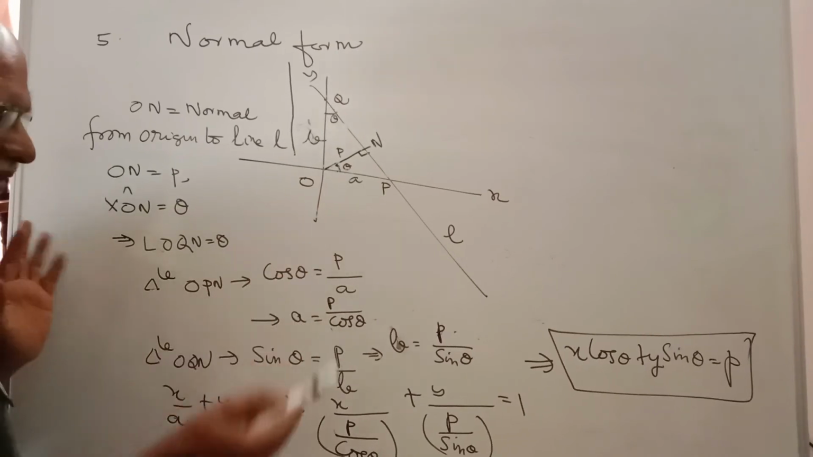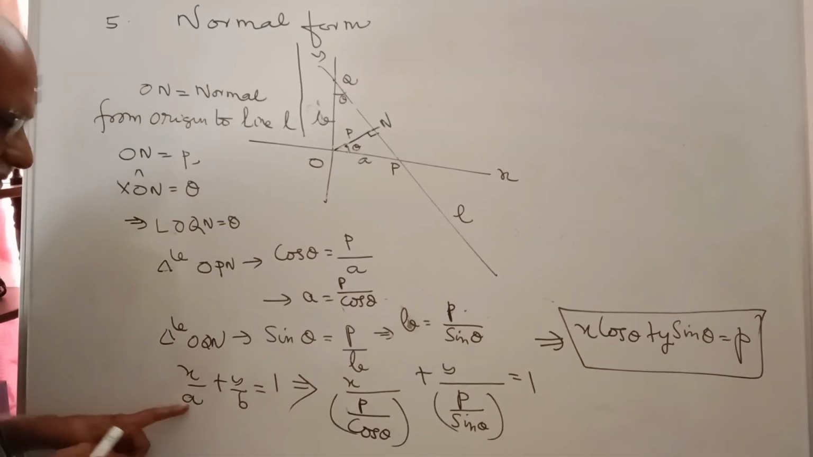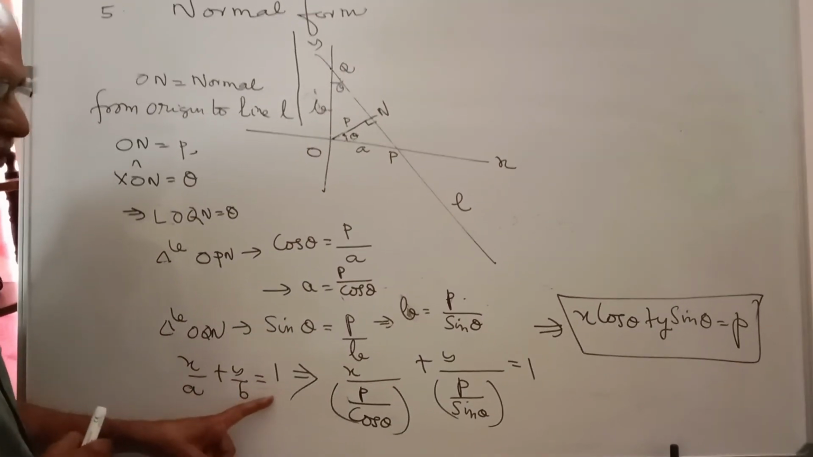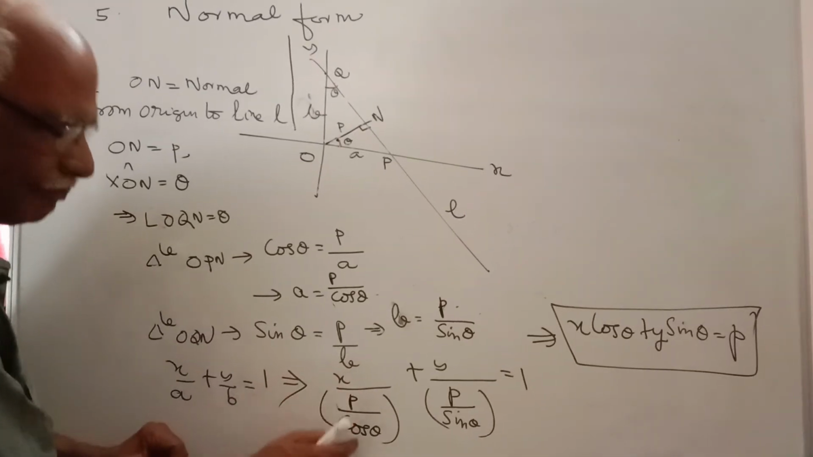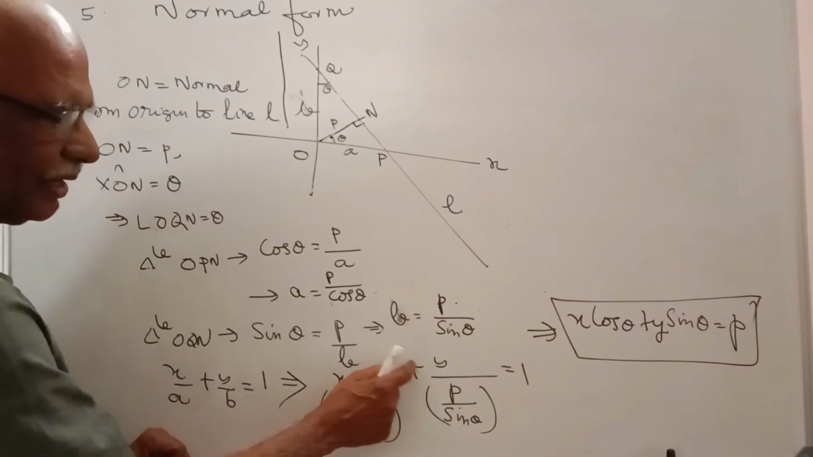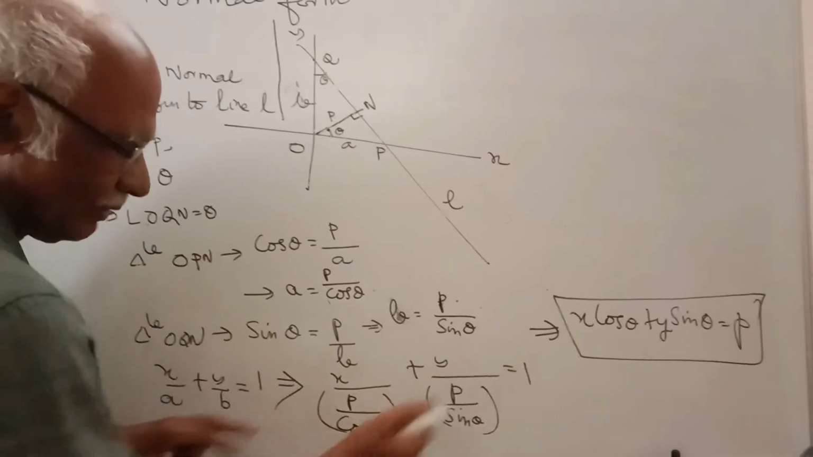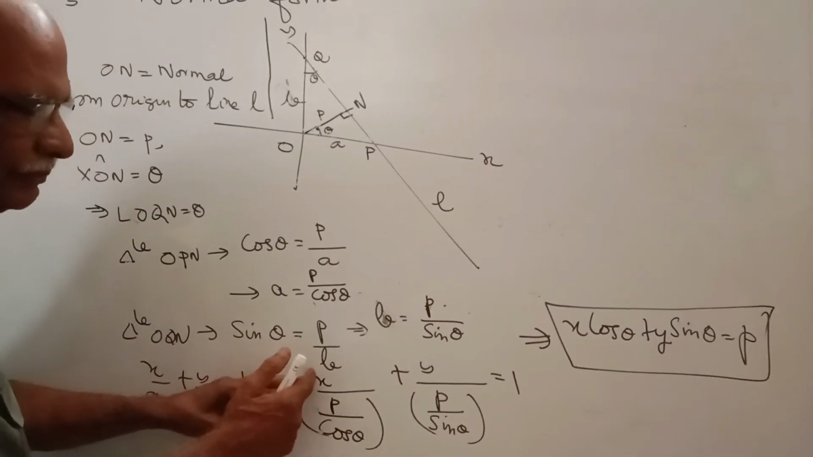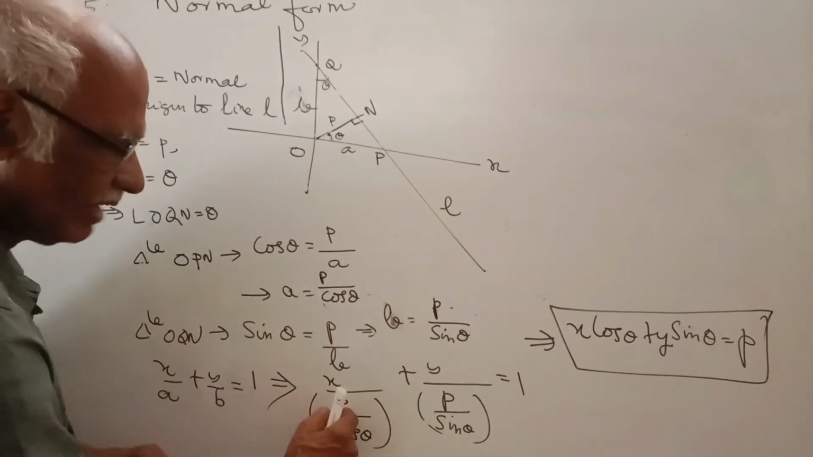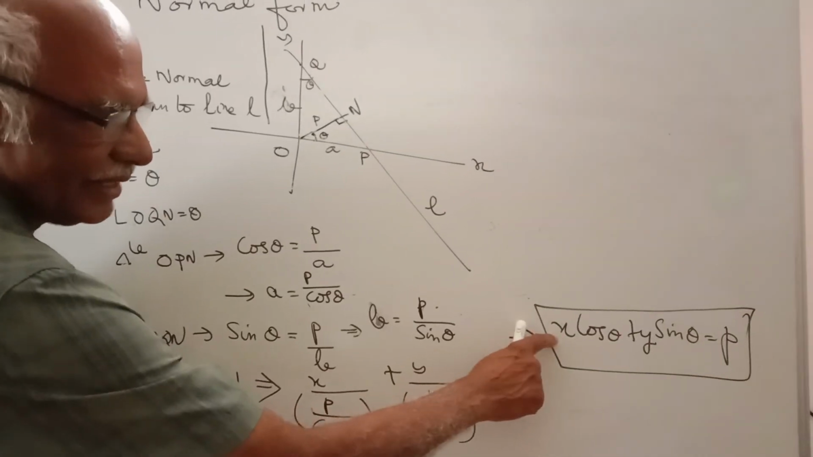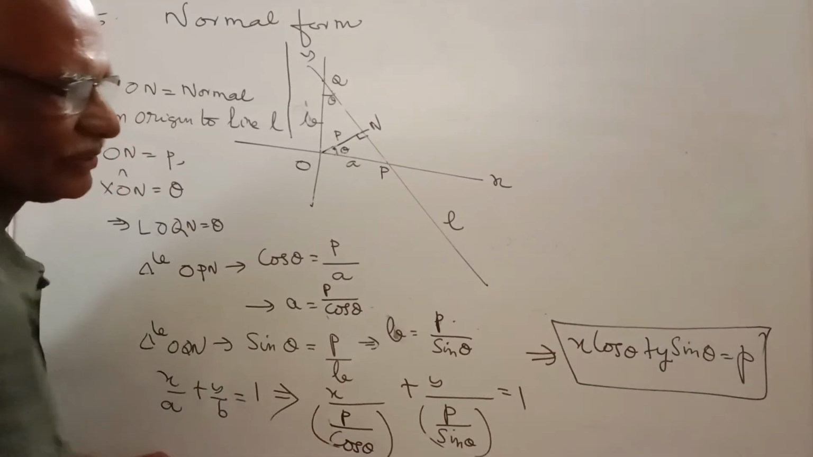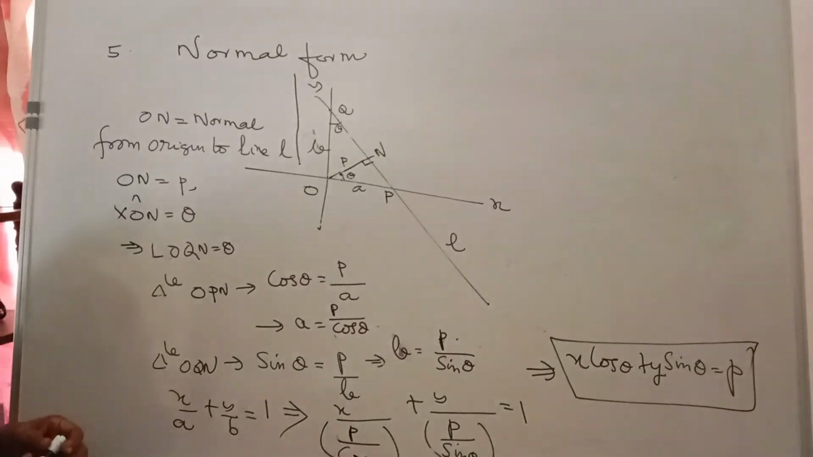Now once the intercepts are obtained, the formula is x by A plus y by B equals 1. It is x by P by cos theta plus y by P by sin theta equals 1. This cos theta comes up, sin theta comes up, and P goes to the right side. The answer is x cos theta plus y sin theta equals P.